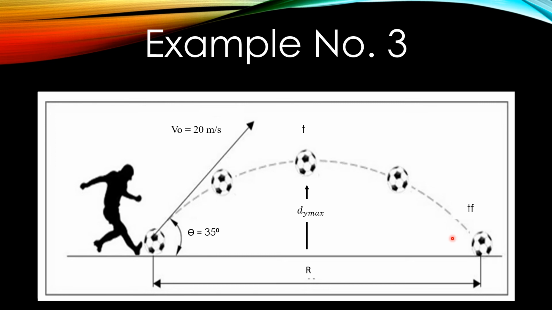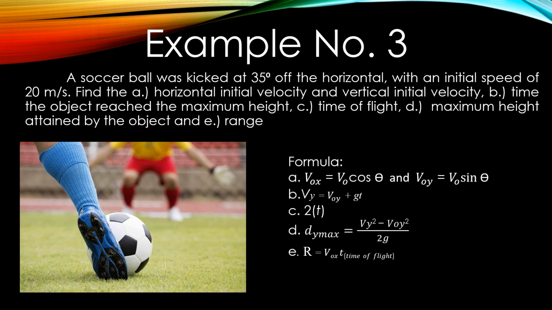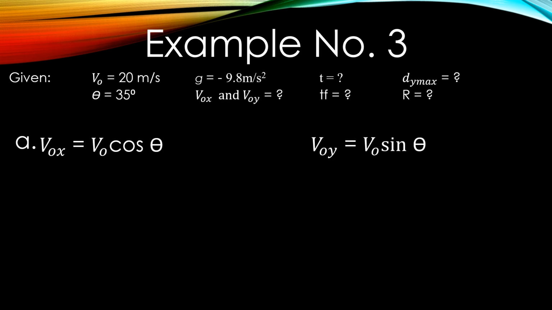It pertains to the time spent by the ball to make a complete trip from this point to this landing point. We are also looking for the range, from this point to this point. Now we are going to make use of the following formulas. Let's look for the initial horizontal velocity and initial vertical velocity.